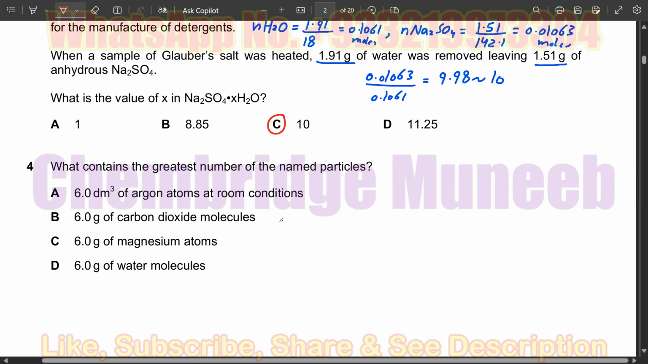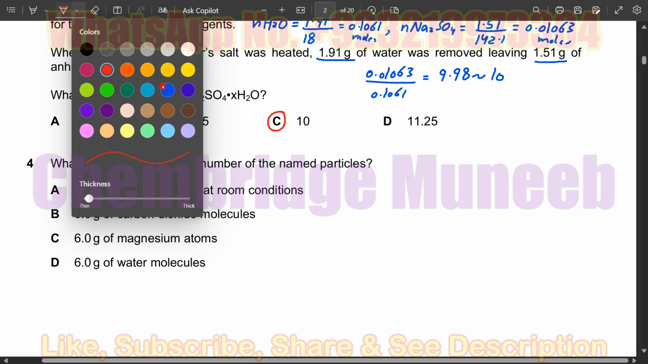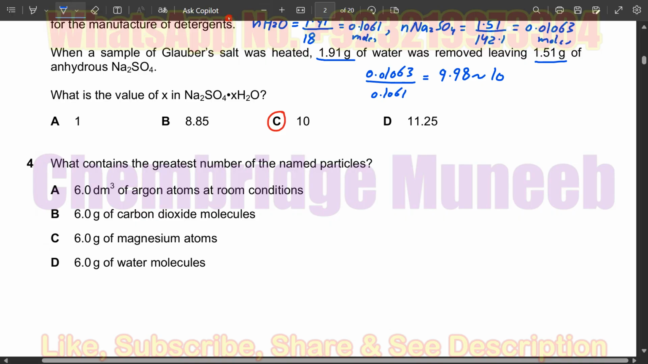Question number 4. Which contains the greatest number of named particles? So we are given some information here and we have to conclude which contains the greater number. Here, 6 dm cube of argon must be converted into its moles, and from moles we'll multiply with Avogadro's number, which is 6.02 times 10 to the power 23. That is Avogadro's number.